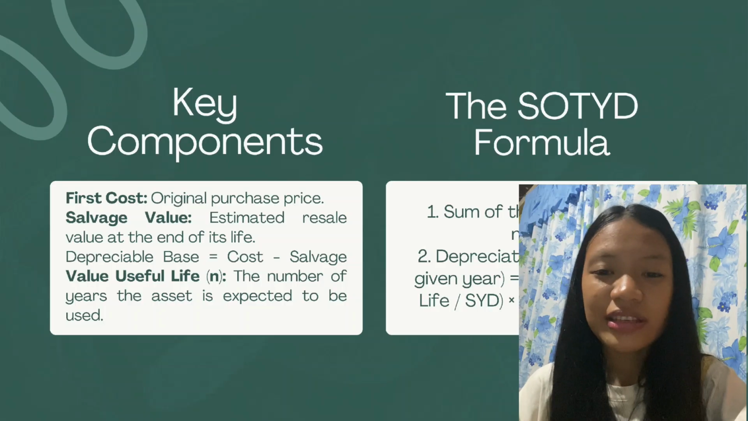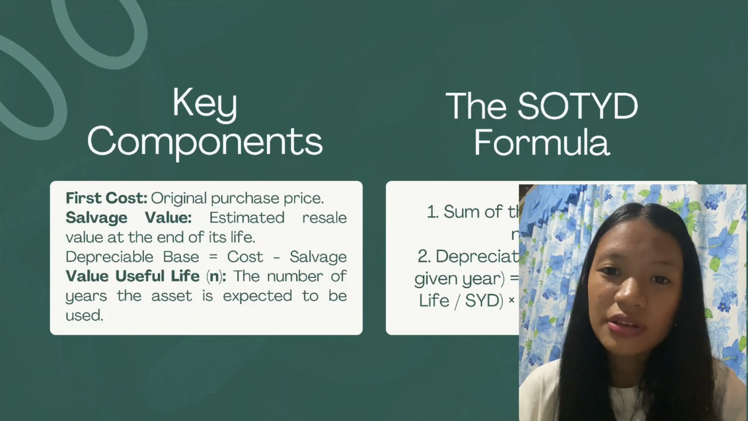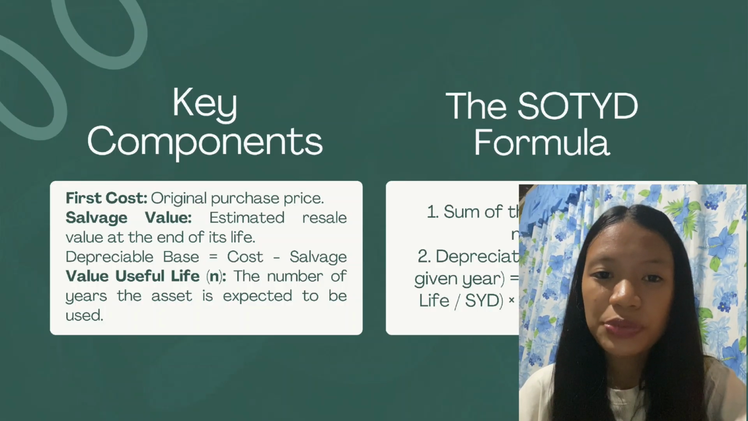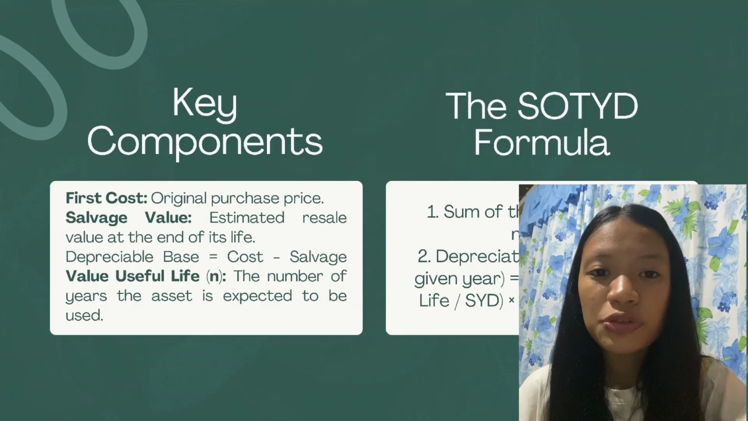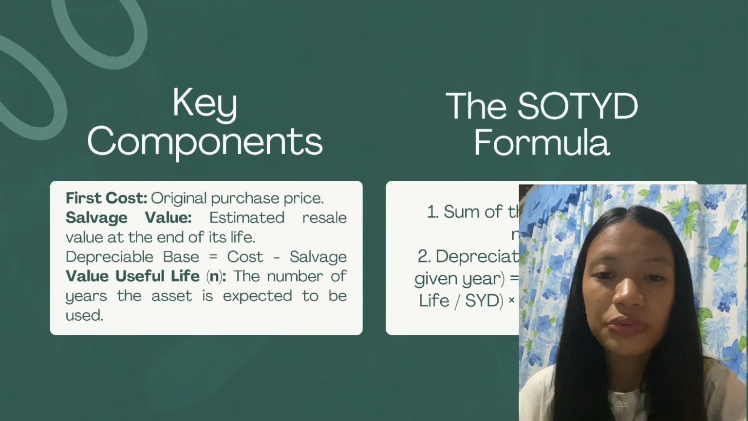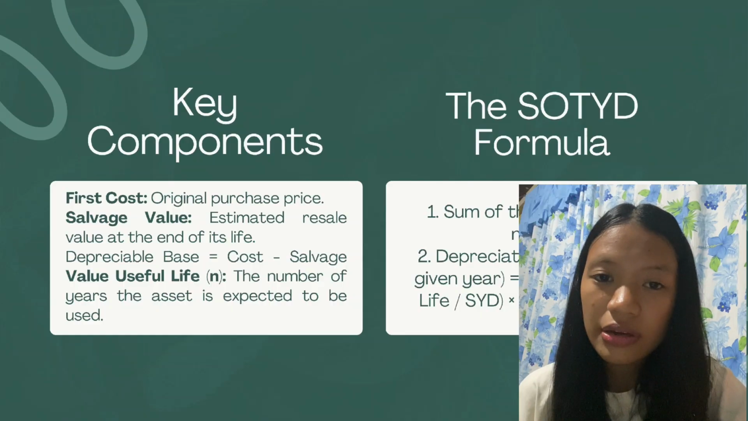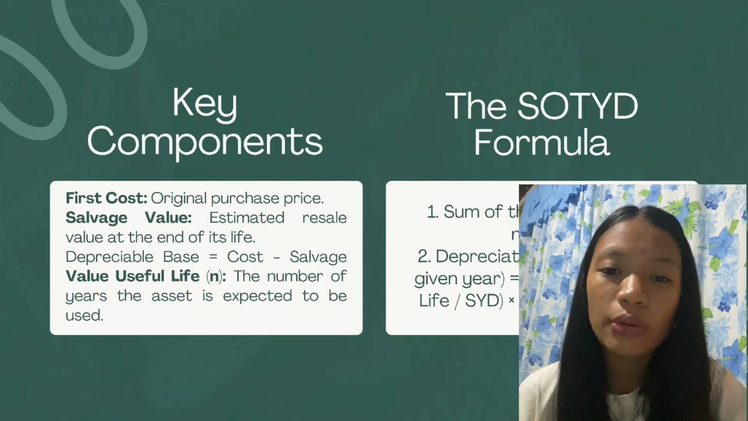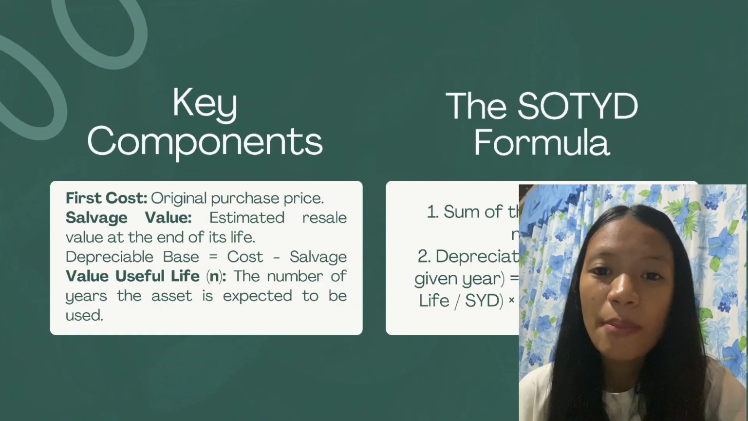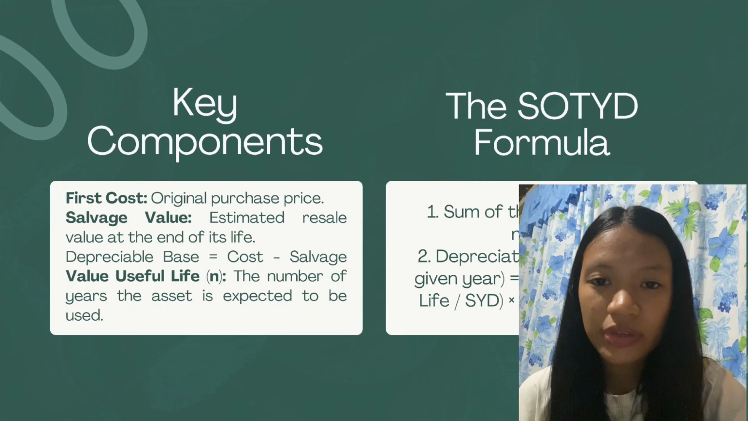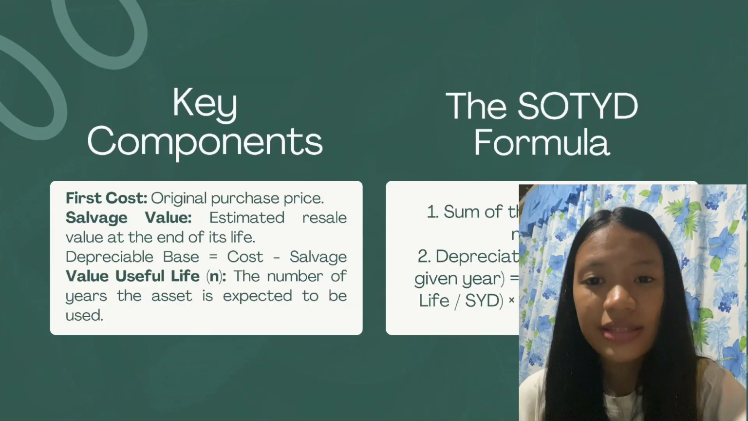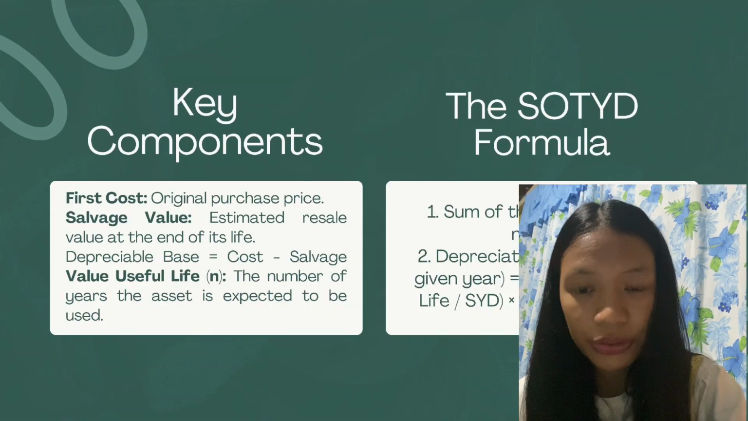So here are the key components. First, cost, the original purchase price, and salvage value. It is the estimated resale value at the end of its life. And here is the formula. Depreciable base is equal to cost minus salvage value. Another one is useful life, or lowercase n, the number of years the asset is expected to be used.